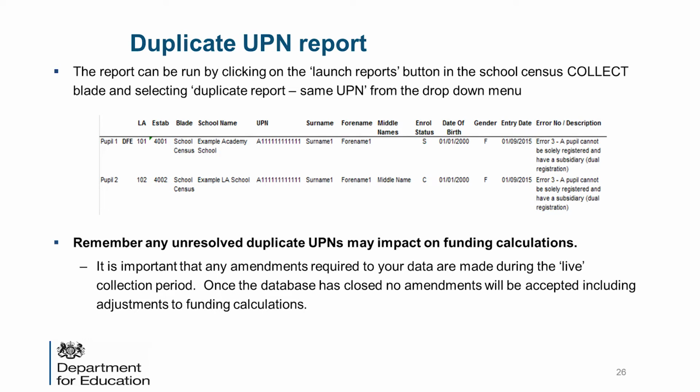You can run your duplicate report in Collect by clicking on the Launch Reports option and selecting Duplicate Report, Same UPN from the drop-down menu. This slide shows an example of a duplicate with the same pupil having an enrolment status of S at an academy and C at a local authority maintained school. It is important that the academy and local authority have a conversation to resolve the duplicate during the live collection, as no amendments, including adjustments to funding calculations, can be made once the database has closed.